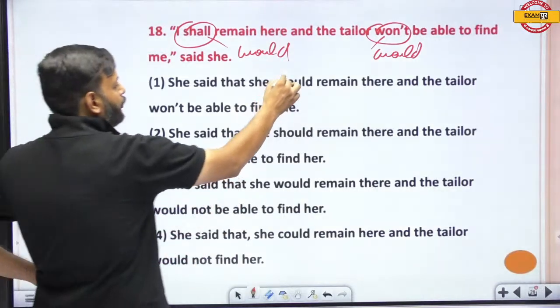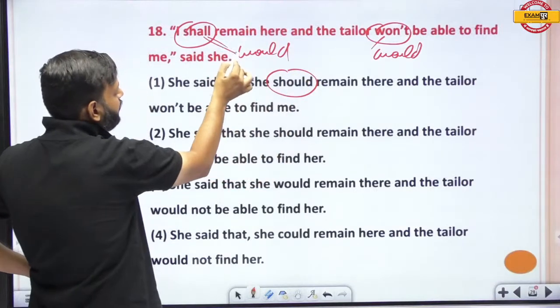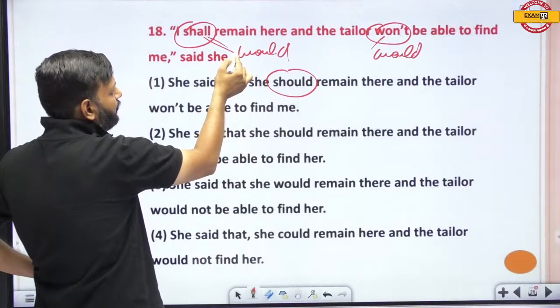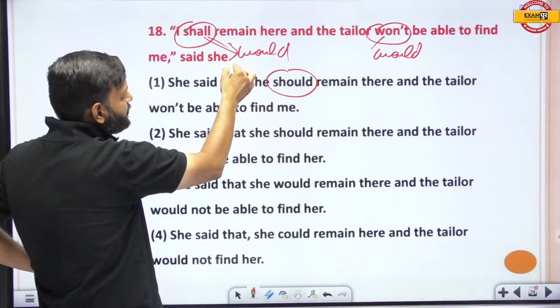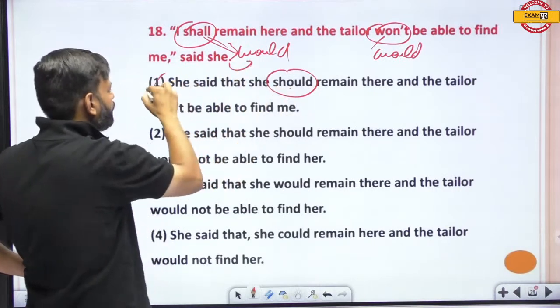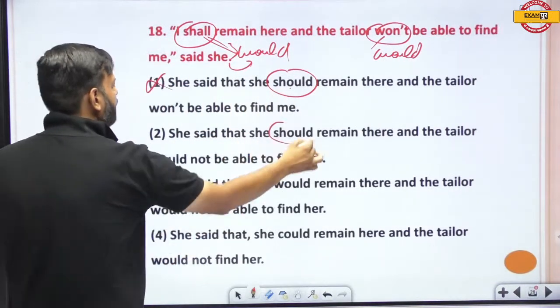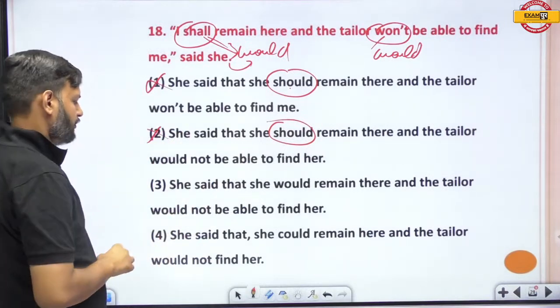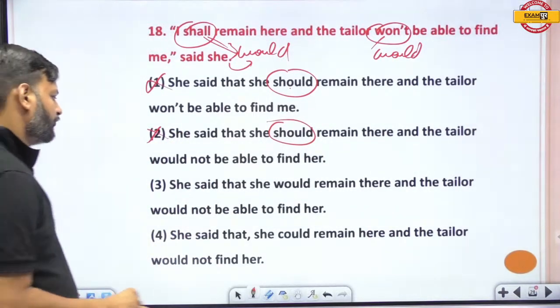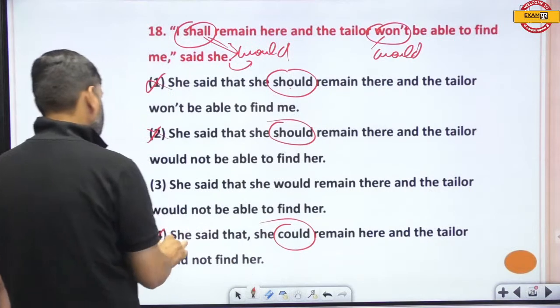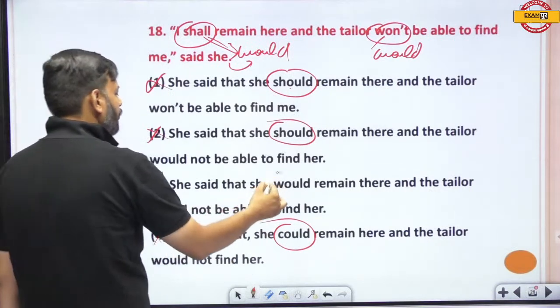Here, should. I told you that should is not the right thing. Shall has to be changed into would. So because of should, eliminate this. Again should, eliminate this. Okay. And in the fourth sentence, could, eliminate this. Only the third option has would.